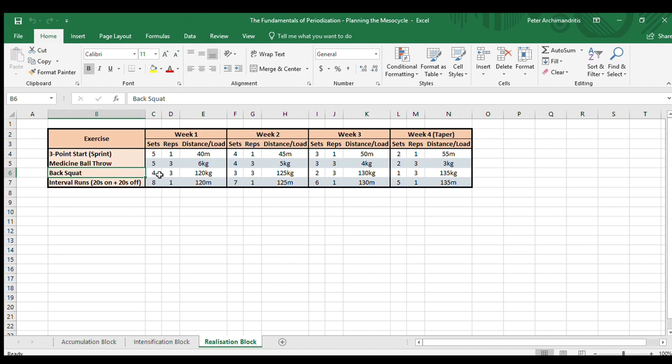Back squat, 4 sets of 3 at 120 kilos, 3 sets of 3 at 125 kilos, 2 sets of 3 at 130, 1 set of 3 at 135 kilos. So as we can see, sets are going down, so reducing volume, while the intensity is going up. Interval runs, same idea here. 8 sets, 7 sets, 6 sets, 5 sets, but we're going to increase the distance simultaneously again, 120 meters, 125 meters, 130, 135. So in this week here, we should have the least volume, so we're slowly diminishing fatigue by dropping off volume, but our intensity is going up, so we should be performing at our best here in week 4.